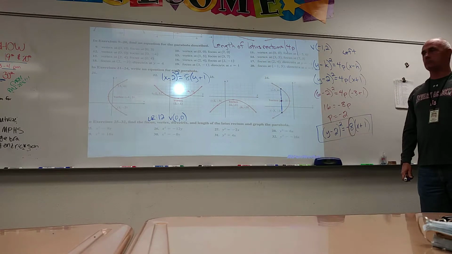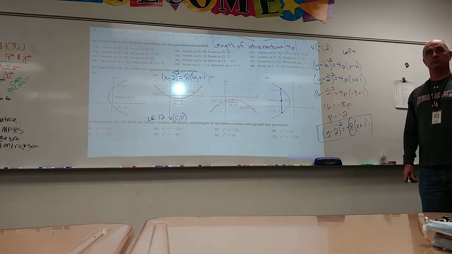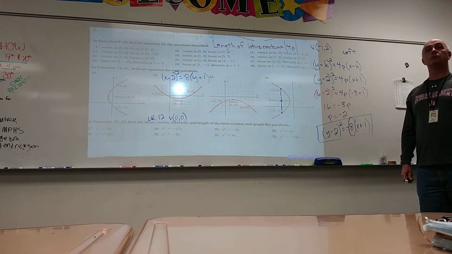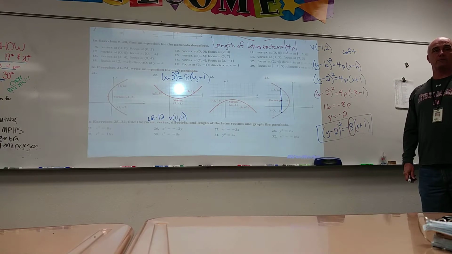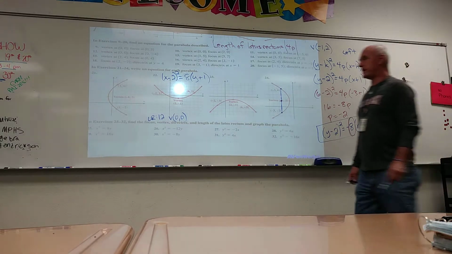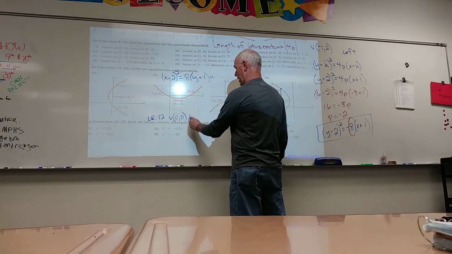What's the next thing you know? It's vertical. That's good to know. What's the next thing you know? It opens down, because p, the 12, is negative. So it opens down.